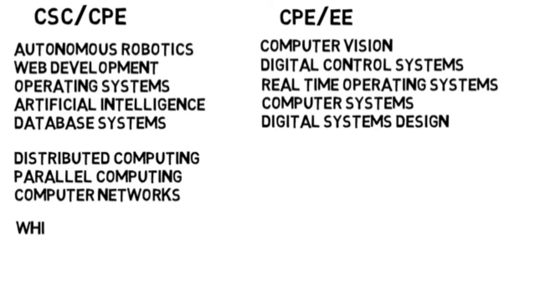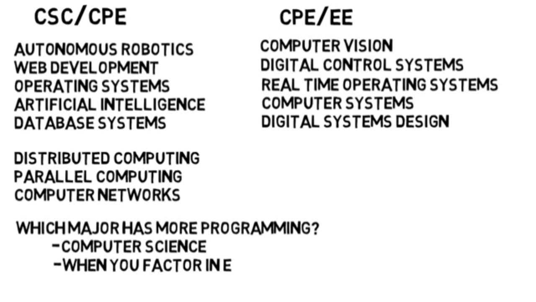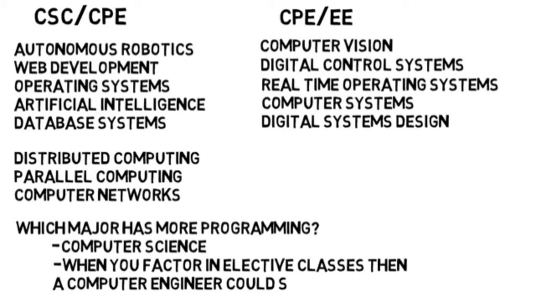If you're curious about which major has more programming, they are honestly extremely close, but computer scientists typically have just a little more, because computer engineers go off to take circuits and electronics, which don't involve programming. But when you factor in elective classes, then a computer engineer could see just as much. Just remember that's not just what these majors are about.